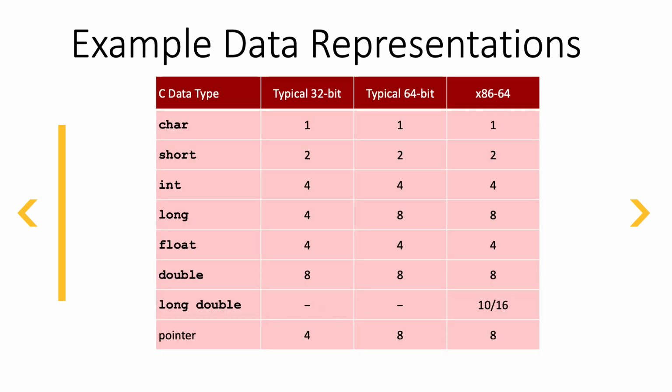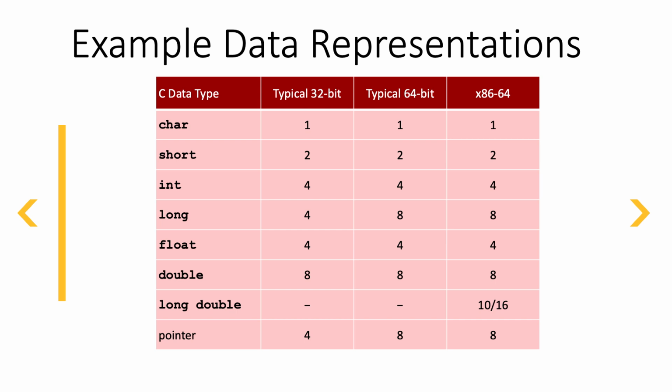Now, how many bytes we use to represent various data types are, when all is said and done, going to be platform specific. But there are some typical values that this table lays out for you. So, for example, whether we're dealing with a typical 32-bit system, a typical 64-bit system, or specifically an x86-64 system, a character is generally going to be 1 byte long. A short will be 2 bytes, an integer 4 bytes.